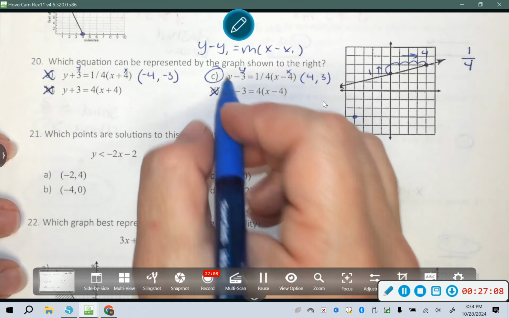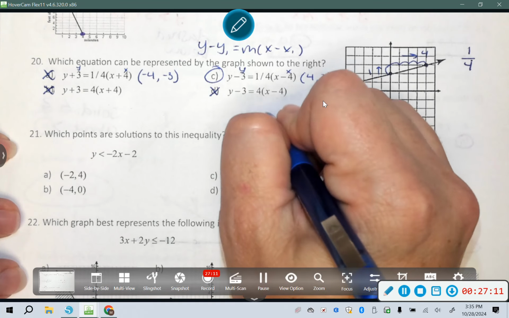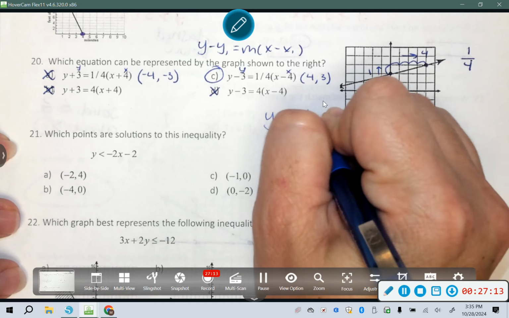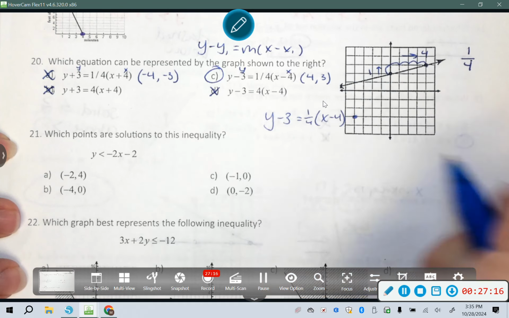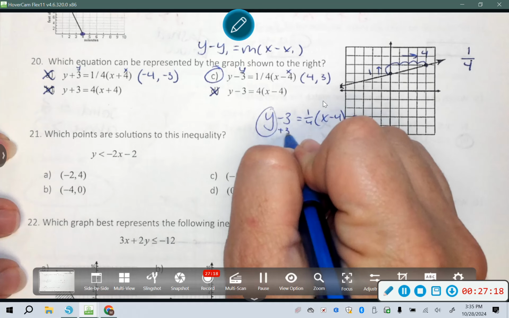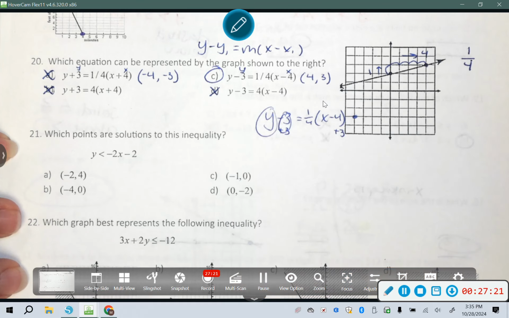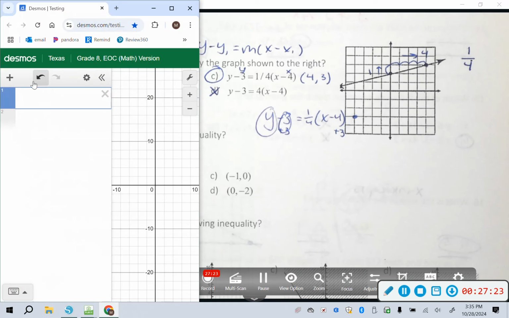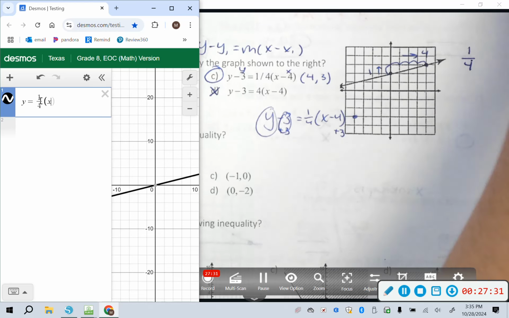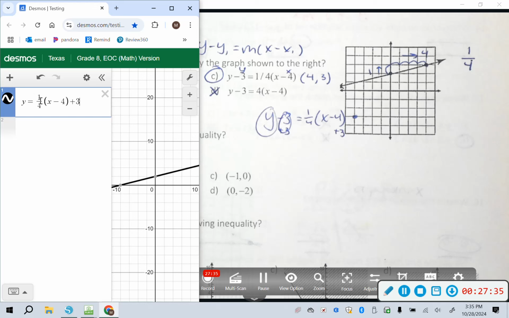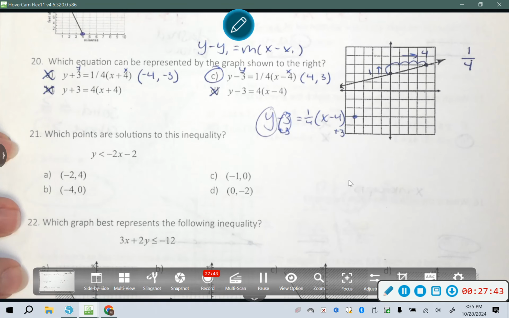Another thing you can do, just to check your work, is to solve for y. If I have y minus 3 equals 1/4 x minus 4, I can get y by itself by doing plus 3, and I can type that in my calculator. My calculator doesn't care if I simplify. Y equals 1/4 x minus 4 plus 3. And let's see, this has a y-intercept of 2, this has a y-intercept of 2, and it's going up 1/4, so it looks right, therefore C is my answer.